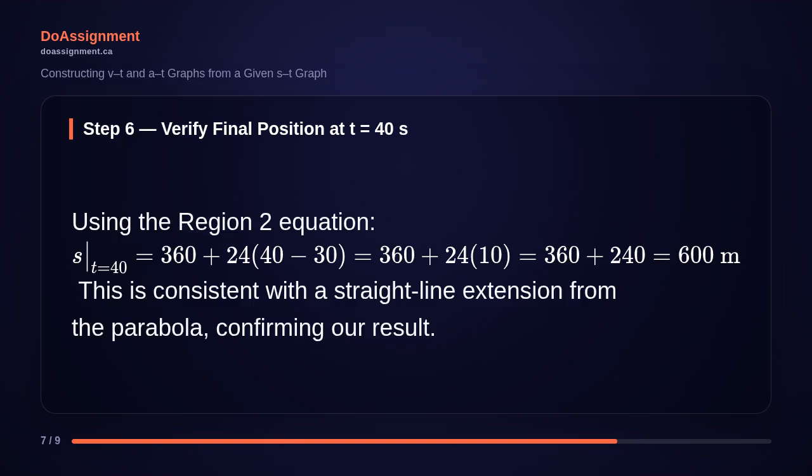At t equals 40 seconds, the position is 360 plus 24 times 10, which equals 600 meters. This confirms our equations are consistent.